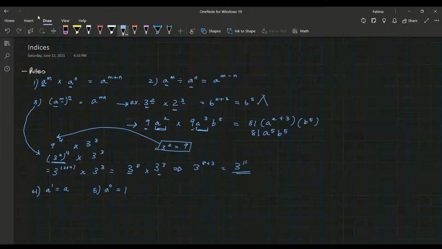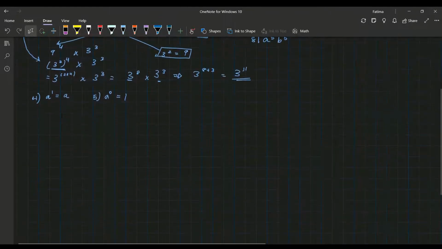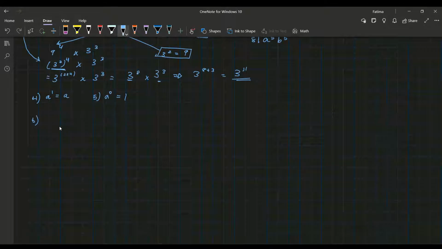Moving on to some more complicated examples or rules. So let's say we're given a fraction, a by b, and the whole thing is raised to a power m. You can apply this power to both the numerator and the denominator, because as you know, fractions can also indicate division taking place. So this would be a to the power m upon b to the power m.